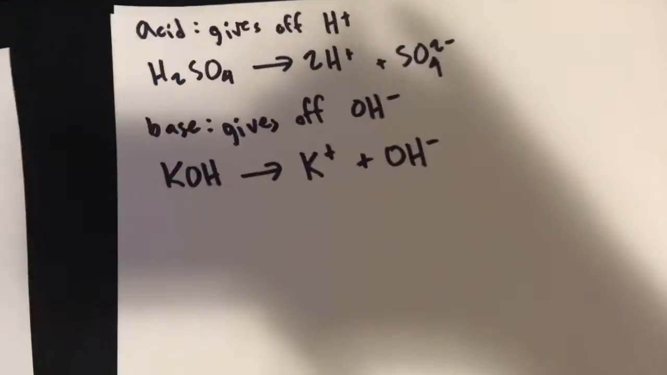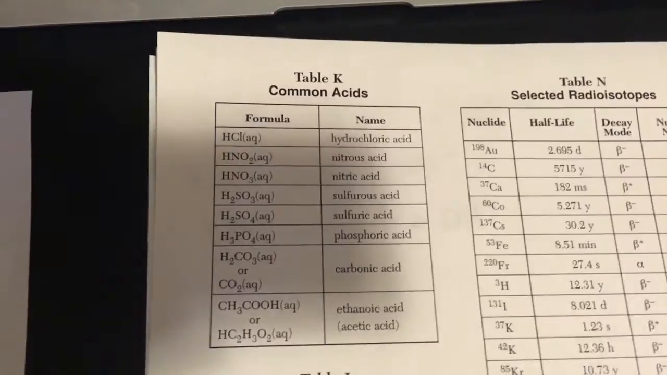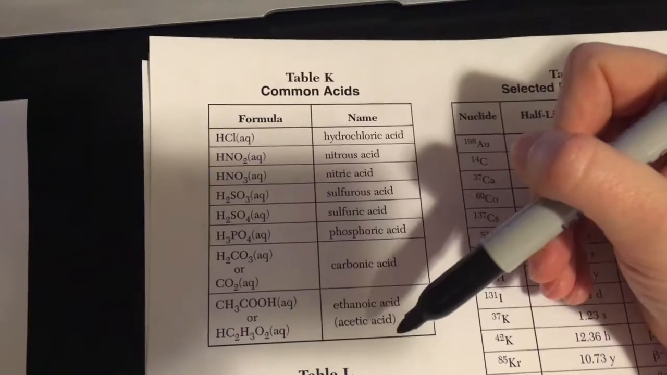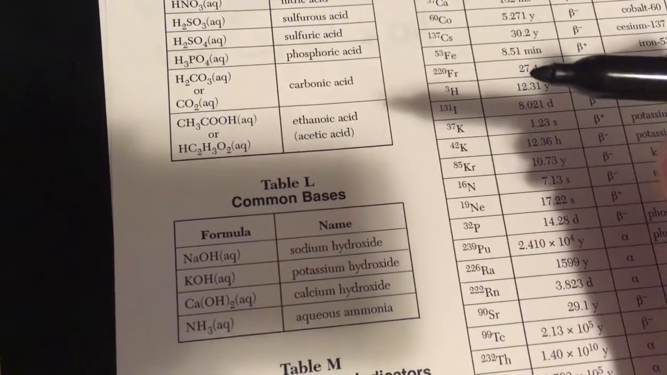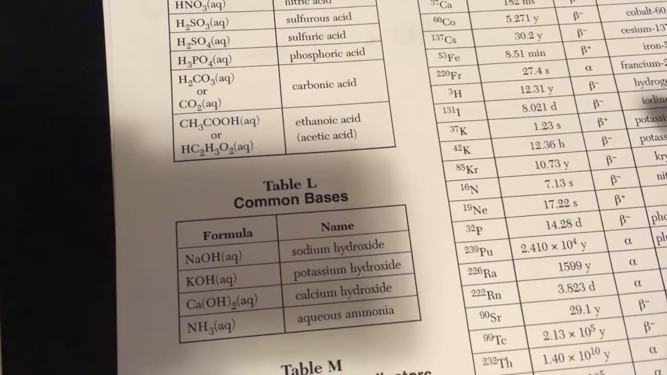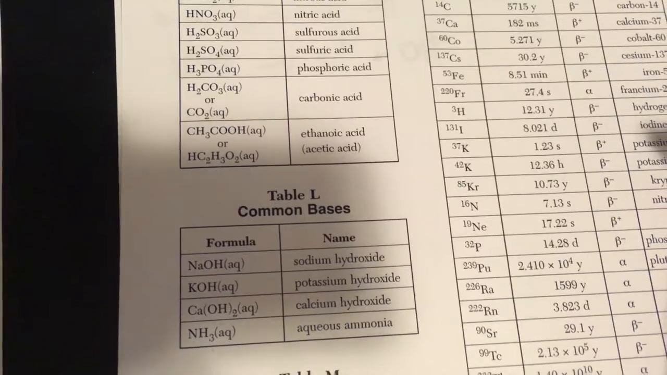If you want to know if something's an acid or a base and you're not sure, one thing that you can do is you can check your reference table. So table K lists a lot of the most common acids, and table L lists a lot of the most common bases. And some of you actually already noticed something a little bit odd about our list of common bases, right? There's one of these common bases that's not like the others, right?